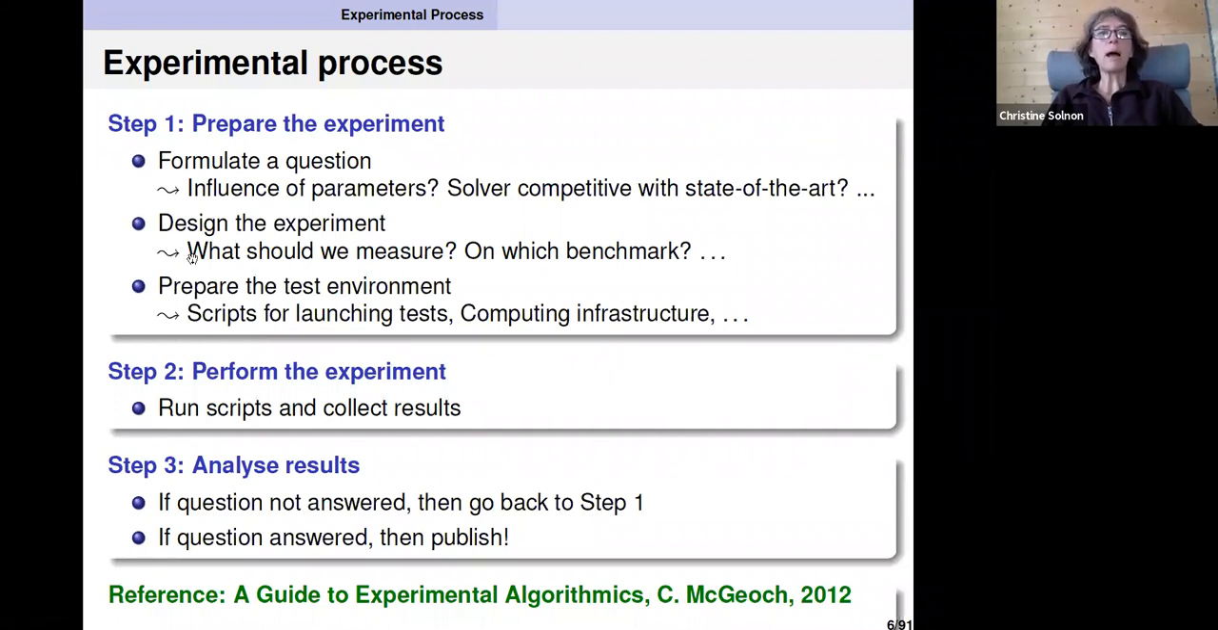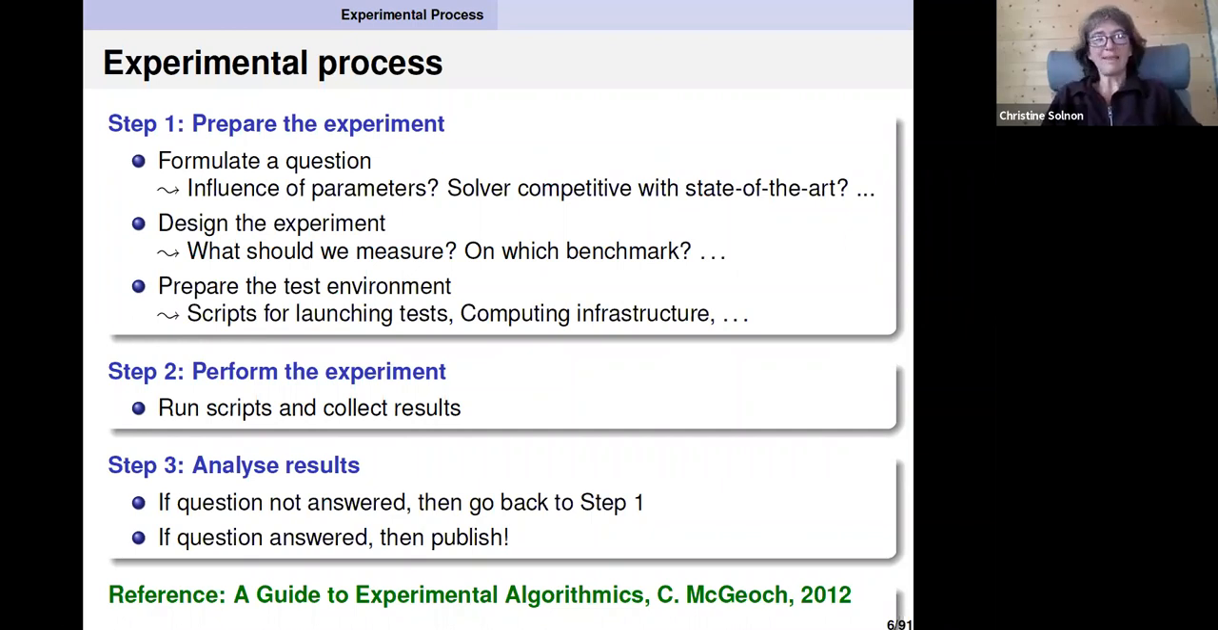Then you have to design the experiment. You have to identify what you are going to measure and on which benchmark you are going to measure this. And then you have to prepare the test environment. You have to prepare the scripts that will be used to launch the test, and you have also to prepare the infrastructure for computing.